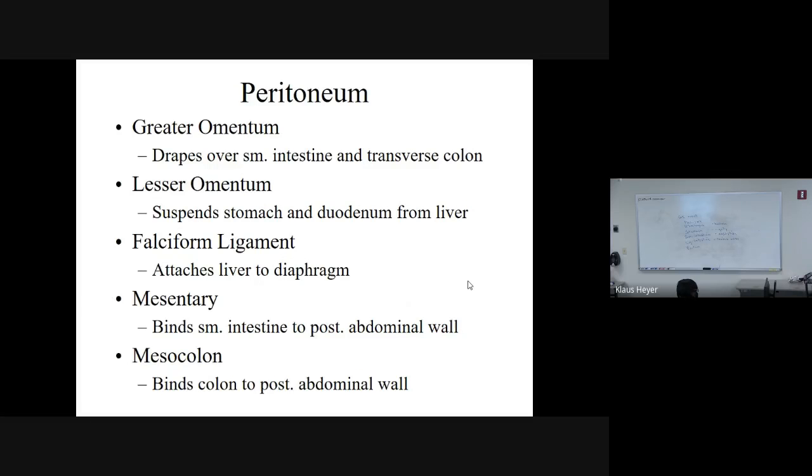Peritoneum is a membrane around your abdominal organs. You'll know when people have an inflamed peritoneum. Just take your pinky and touch their abdomen, and they'll start screaming.